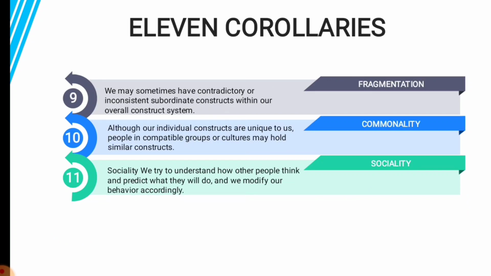Number 9 is we may sometimes have contradictory or inconsistent subordinate constructs within our overall construct system. So this is the fragmentation corollary. Okay, so this refers to incompatible constructs. So there is something na mali or hindi siya consistent. So there is a contradiction or inconsistency in the subordinate constructs within our construct system.